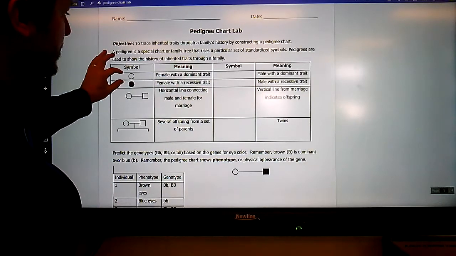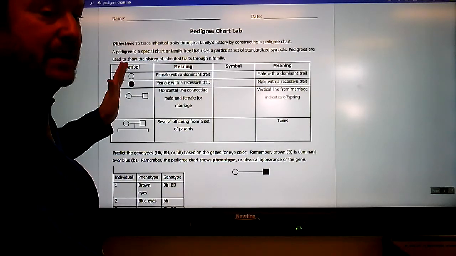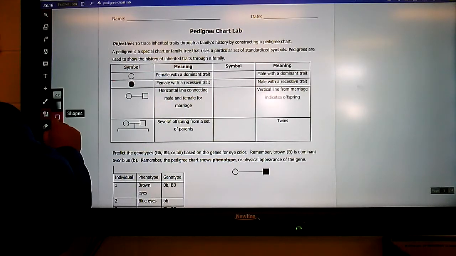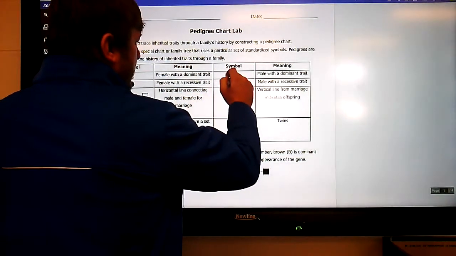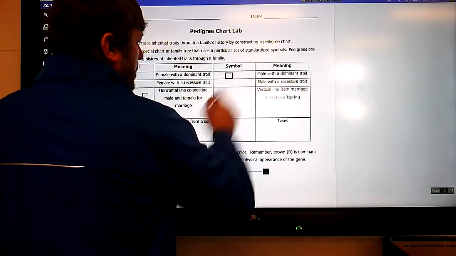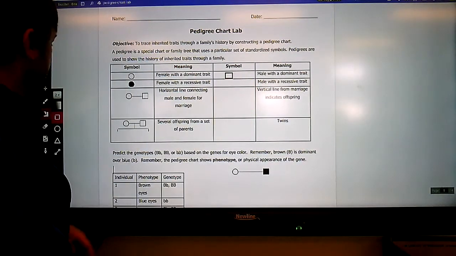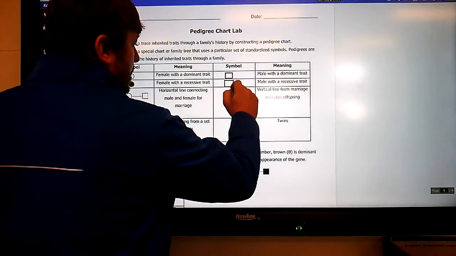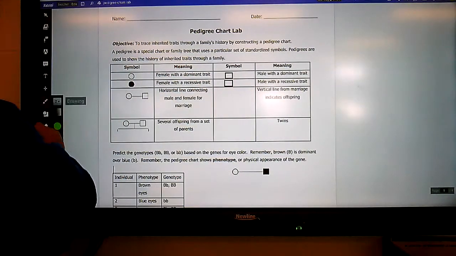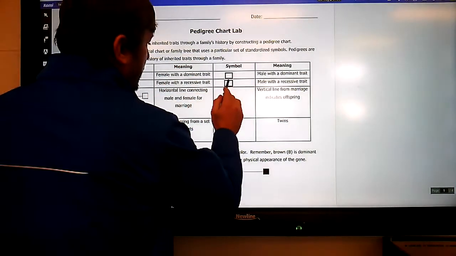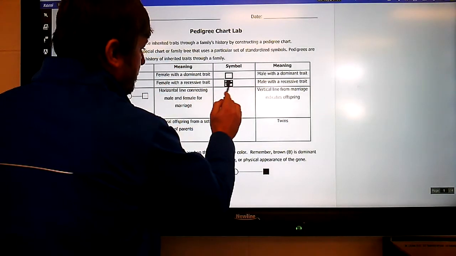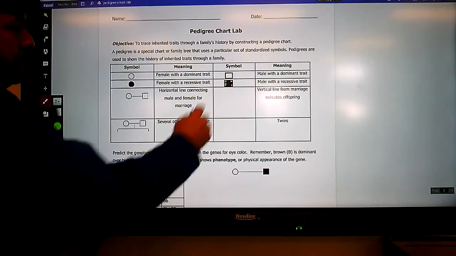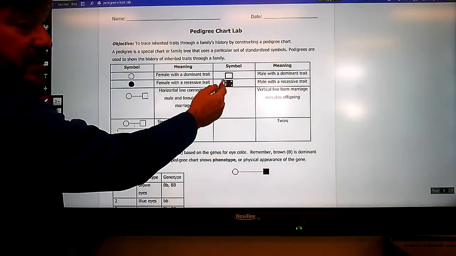So females are circles. That means that males are going to be squares. So a male with a dominant trait will just be a box, and a male with a recessive trait, according to our terminology that we're using for this one, is a filled-in box. Okay? So there's our male with a dominant trait, male with a recessive trait.